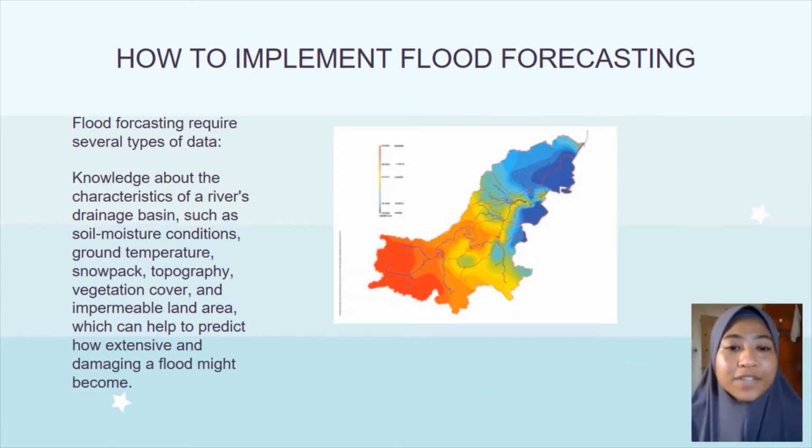While flood forecasting requires several types of data to be implemented, knowledge about the characteristics of a river's drainage basin such as soil moisture conditions, ground temperature, snowpack, topography, vegetation cover, and impermeable land area can help to predict how extensive and damaging a flood might become.